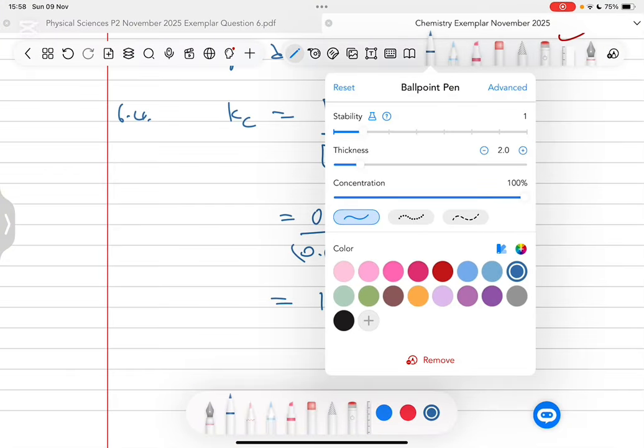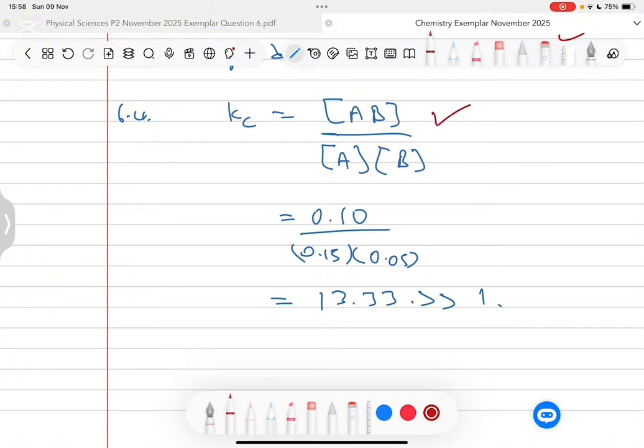So this question here is really 4 marks for free, 1 for the correct formula. Remember, this formula is not there on the formula sheet. 2 for correct substitution in the numerator and denominator, and 1 for the final answer.